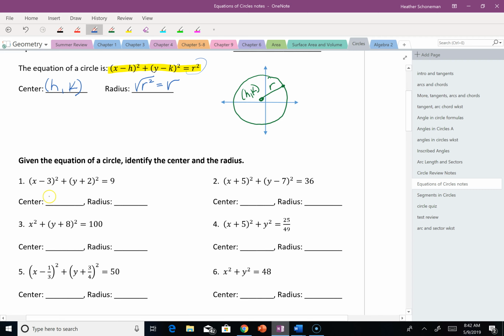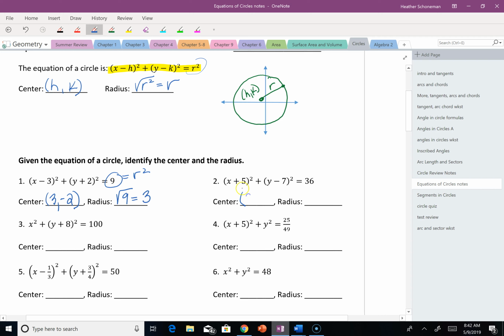So the center is the opposite of what's with it. So the opposite of negative 3 is positive 3. The opposite of positive 2 is negative 2. This right here is the radius squared. So to find the radius, we're going to take the square root of 9, which is 3.